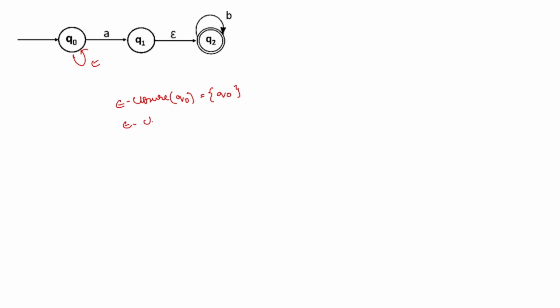Next, epsilon closure for Q1. So we can have a self loop for Q1. So epsilon here. So we'll write Q1, and we are having one epsilon from Q1 to Q2. So Q2 can also be included. So Q2, and from Q2 we are having no epsilon transitions. So we'll close it.